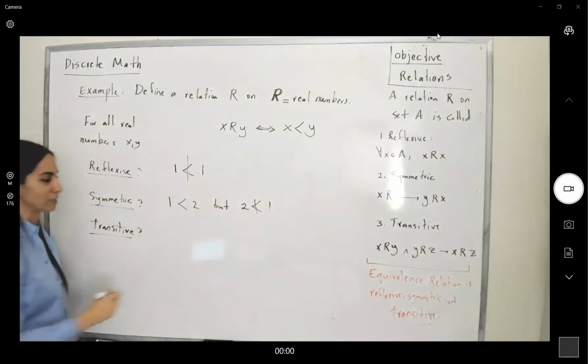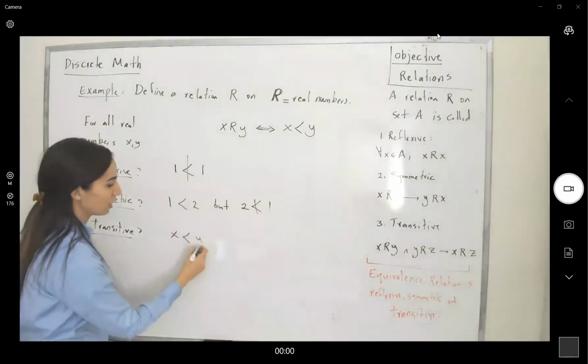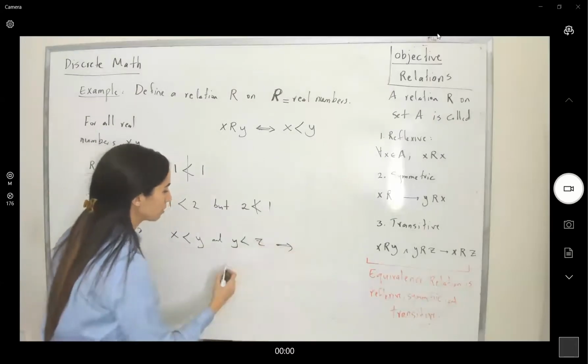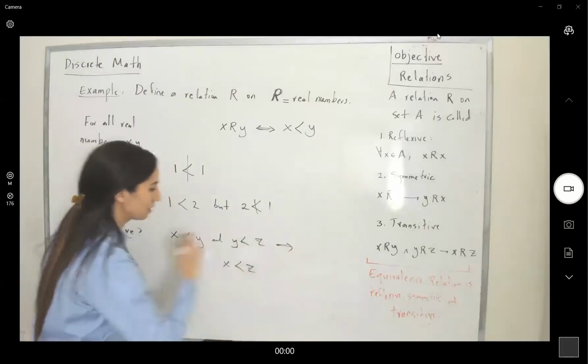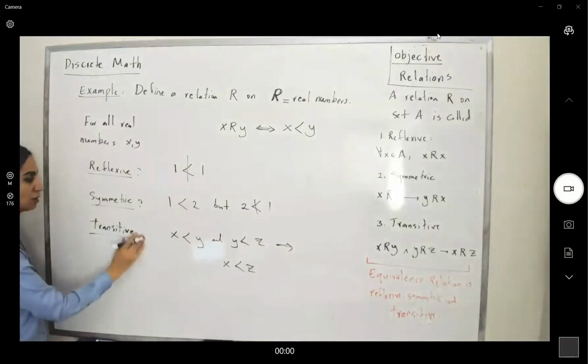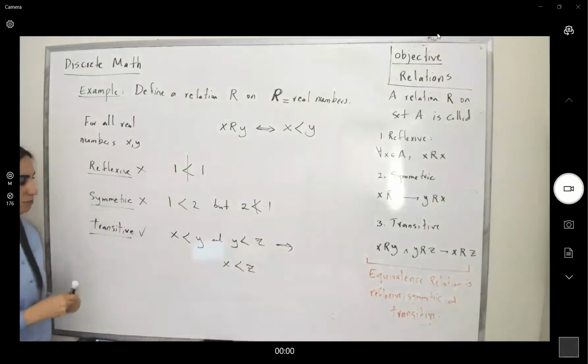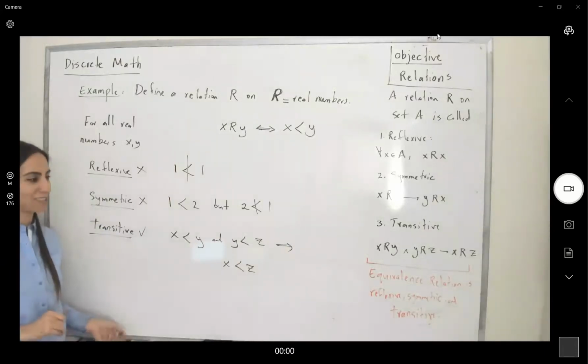Of course it is transitive. If X is less than Y and Y is less than Z, for sure we can conclude that X is less than Z. So this is only transitive. So this is not an equivalence relation.